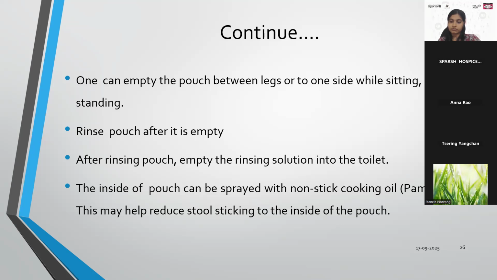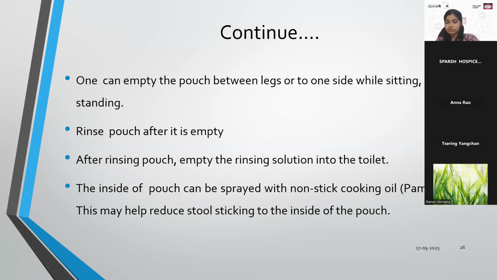Then while reapplying, they can spray non-sticking cooking oil, and then apply. They may have to keep two pouches ready. Generally there are two types of pouch. One can be worn for a longer period of time, and another one is the disposable type. Disposable type also should be changed at least in 2-3 days. Otherwise the leaking will start taking place. The purpose of spraying non-sticking oil is to prevent sticking of the stool to the inside of the pouch.